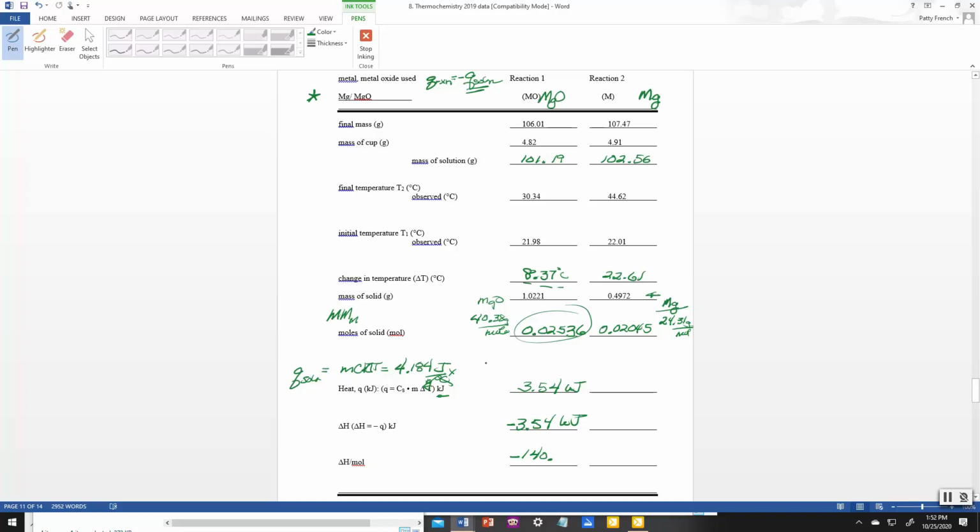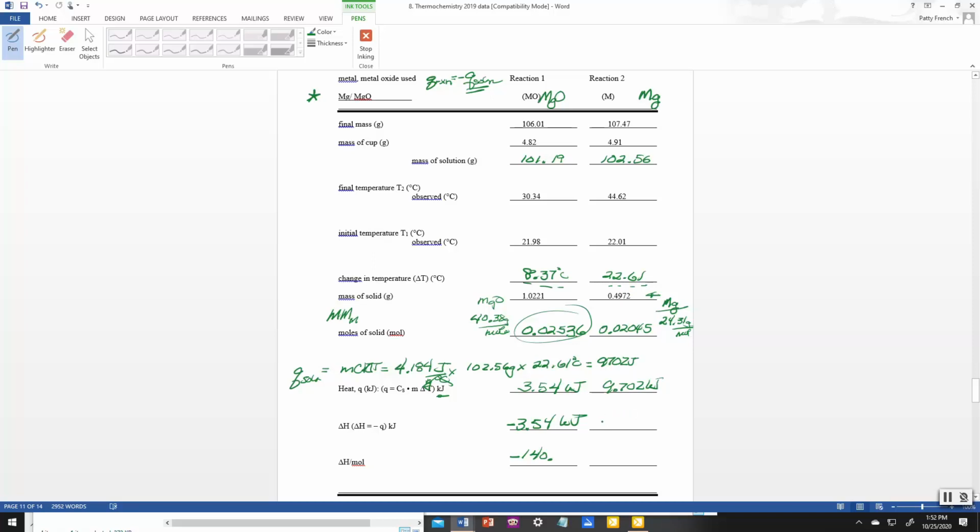All right, down to the Q solution. Here's our C. Our mass is 102.56 grams. The temperature change was that 22.61 degrees C. And the Q for this ended up being 9,702 joules, or 9.702 kilojoules. Can use 4 sig figs because we had 4 in the temperature change.